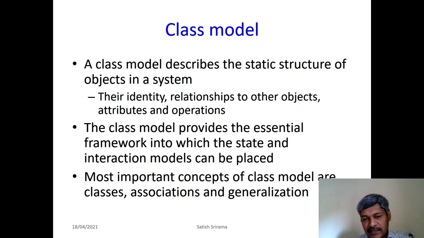The class model provides the essential framework into which the state and interaction models can be placed. See, the state model describes the changes among these objects. Until the class model defines these basic data structures, their static structures, what do the changes mean? That's why the class model provides the essential framework. It is the most important of the three. The most important concepts of the class model are the classes, as I already mentioned, the associations, and the generalization relation. These are the relationships which we have already seen.